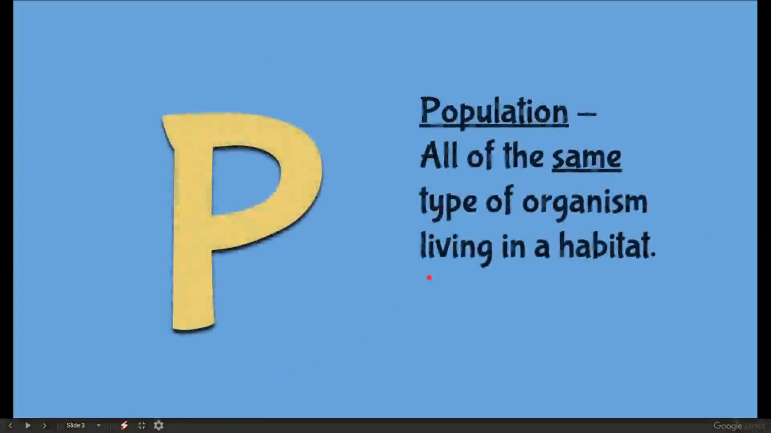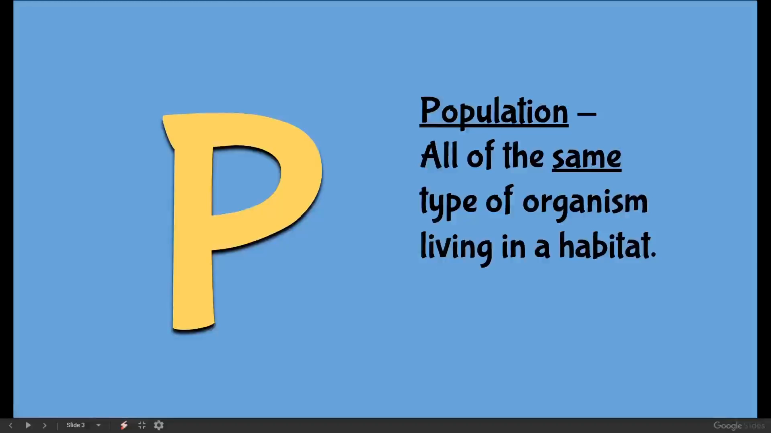Let's talk about what a population is. A population is all of the same type of organism living in a habitat. Now, a lot of times we hear the word population when we think of what is the population of Dallas? What is the population of Mexico? Things like that. And we're talking about people, which is not wrong by any means. But in those cases, we are talking about human beings.